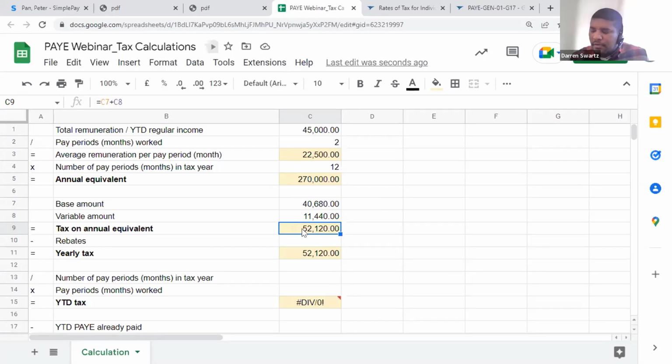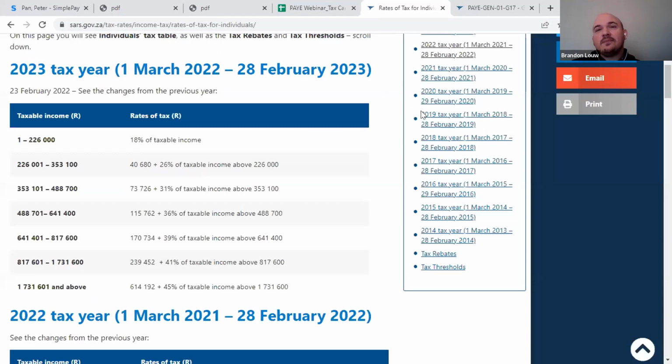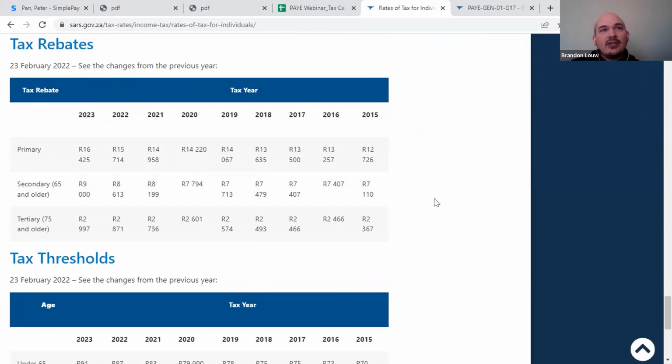Okay. So this is the total tax the employee should pay on the annual equivalent. Is this the final amount that the employee would be expected to pay by the end of the tax year, or are there any deductions that can take place from this point on that tax liability? I know it's hard to believe, but SARS does actually gift us all with a little bit of a rebate. Essentially, it says that there's a certain amount of tax that you don't have to pay as an individual. You're going to find that on that same web page. If you go to the table of contents and click on tax rebates, you'll see the tax rebates laid out for the various years, and you'll see the primary, secondary, and tertiary rebates listed over here.